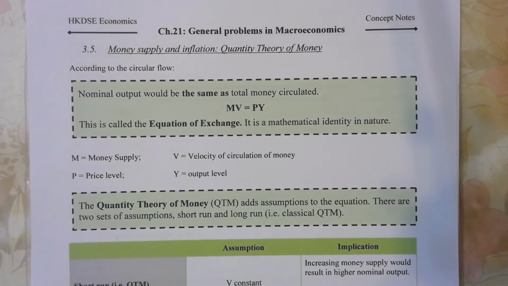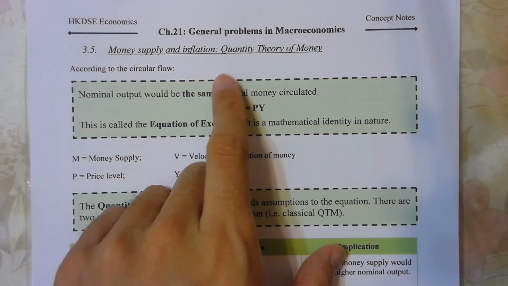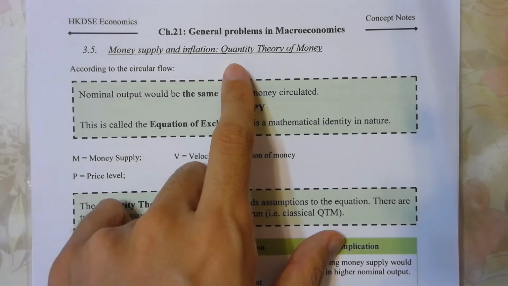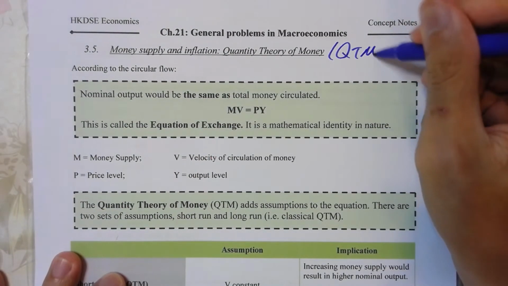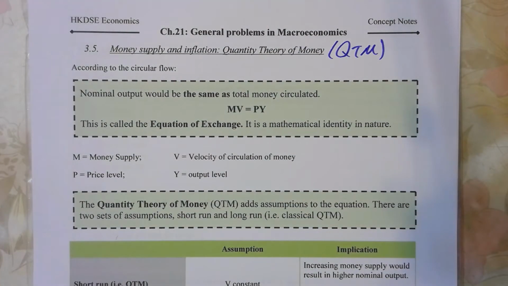Great. Now finally we are into the final video of this chapter 21, in which this time we are going to focus on the theory that we call QTM. Sometimes we call this the QTM, quantity theory of money.